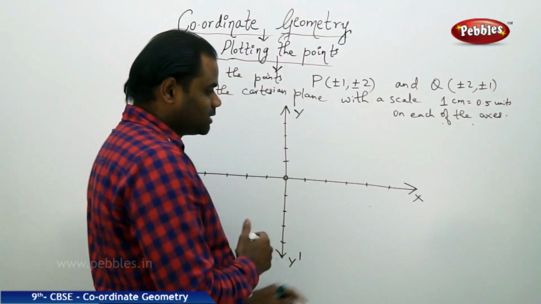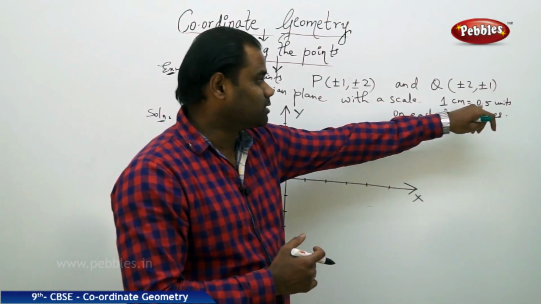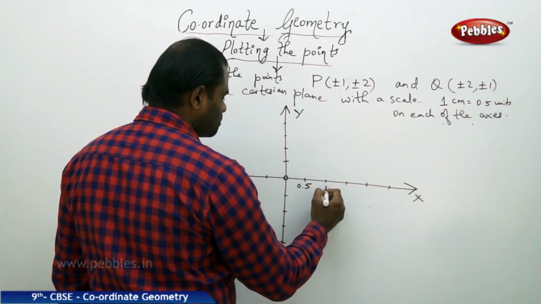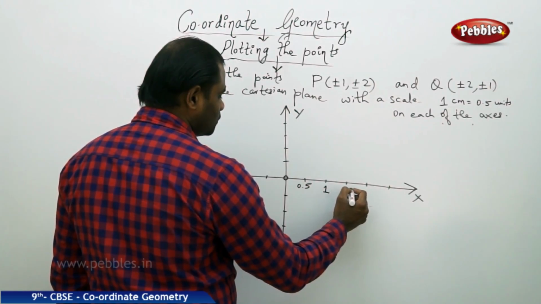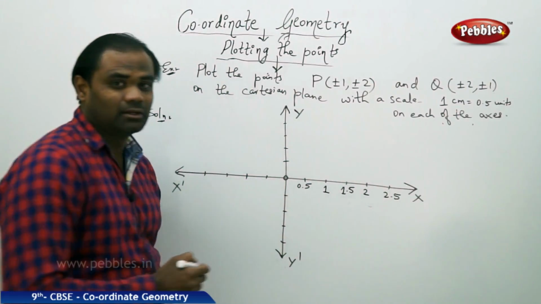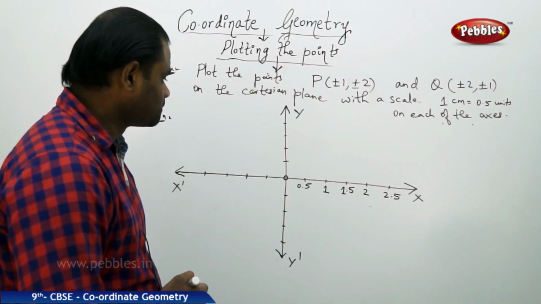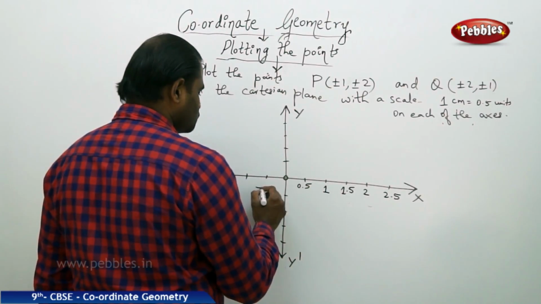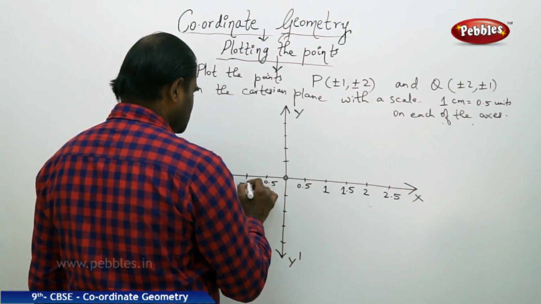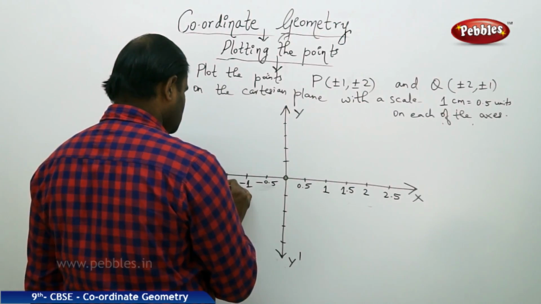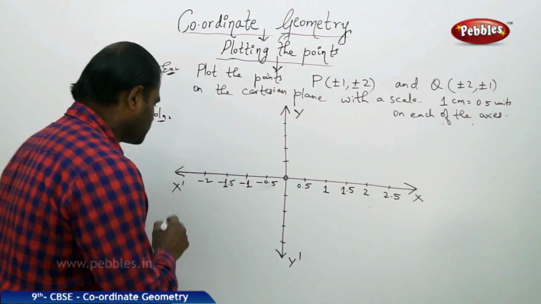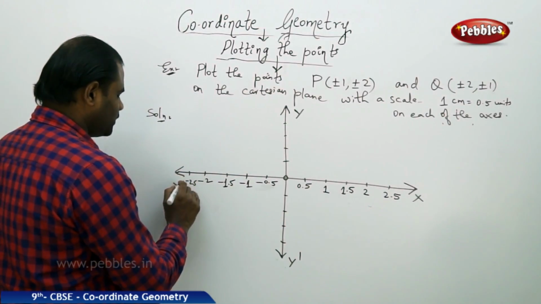So starting initially with the x-axis, my 1 centimeter is 0.5 units, and therefore this moves each of 0.5, 1, 1.5, 2, 2.5, etc., as in the previous problem. Similarly, on the left, it moves minus 0.5, minus 1, minus 1.5, minus 2, and etc. with minus 2.5.